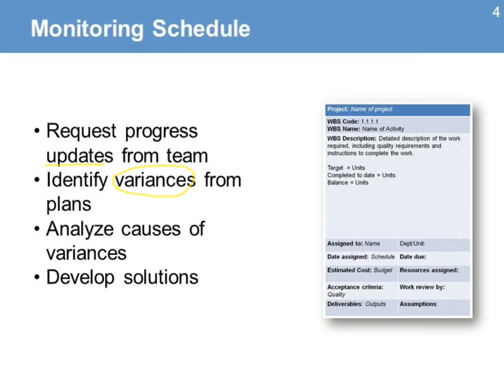The project manager will then need to analyze the causes for the variances and develop solutions to correct deviations from the plan, in particular with those activities that are critical for the project and are in the critical path.